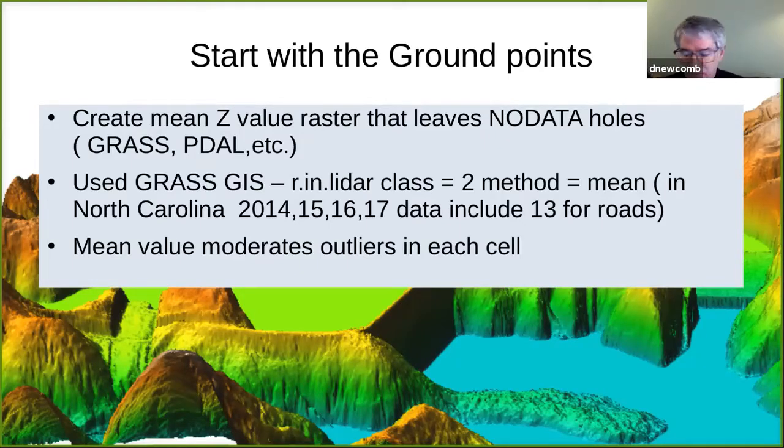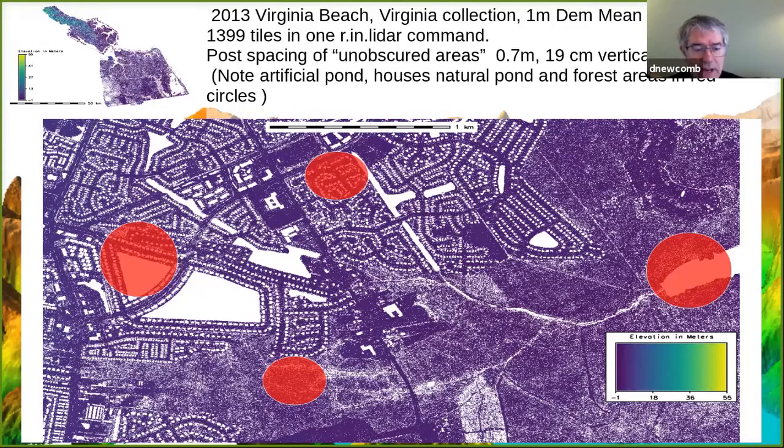So GRASS, PDAL, Esri, whatever. I use GRASS GIS because I can throw thousands of tiles at it at one time and process it as a single unit. Doing the mean value moderates your outliers in each one of these cells. This is in Virginia Beach County, and you can see where I've gone through and done a 1 meter example of this, doing the mean value.